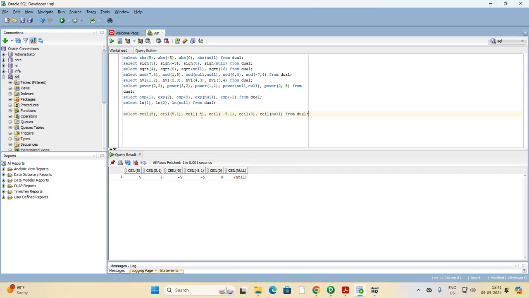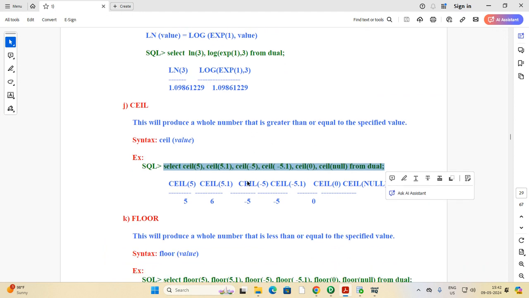Ceil of minus 5 gives minus 5. Ceil of minus 5.1 here doesn't give minus 6. Why? Because minus 6 is less than minus 5. The Ceil always gives the greater value. That's why it is giving the minus 5 value. Ceil of 0 gives 0. Ceil of null is a null value.